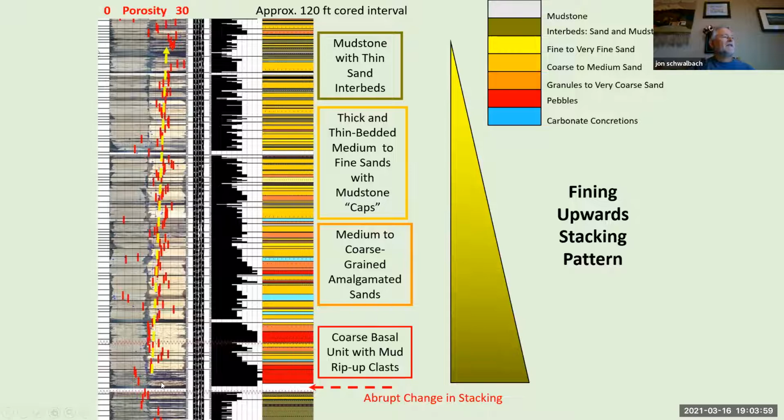And then if you look at the porosity, overall, we're basically getting better and better porosity moving up with these finer grained units. So this is the kind of information we can put into our geologic model and try to get a better representation of the fluid flow characteristics in the subsurface.